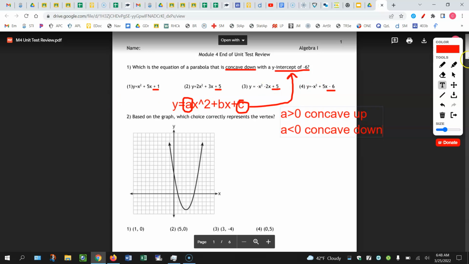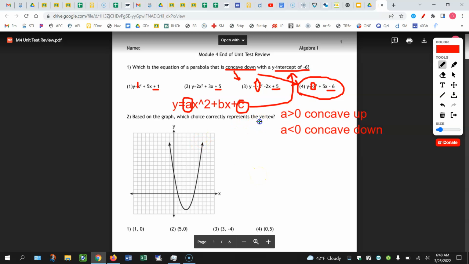So as I start looking at the answer choices, this is a positive 1x squared. So that's concave up. This is a positive 2x squared. This is a negative 1x squared. This is a negative 1x squared. So both choice 3 and choice 4 are concave down. But as we mentioned before, choice 4 has the correct y-intercept. So that's going to be what we're looking for question number 1.